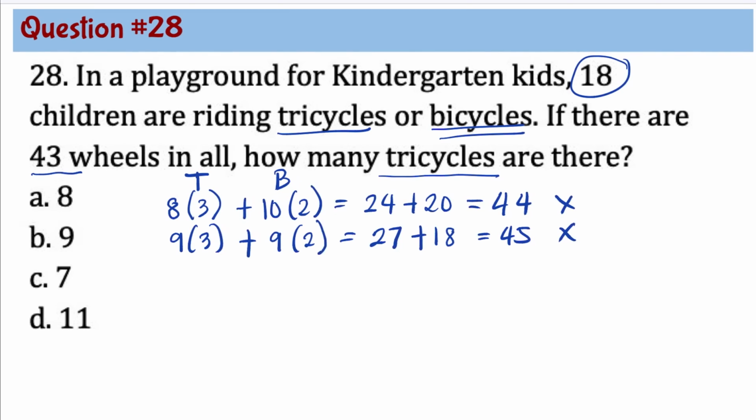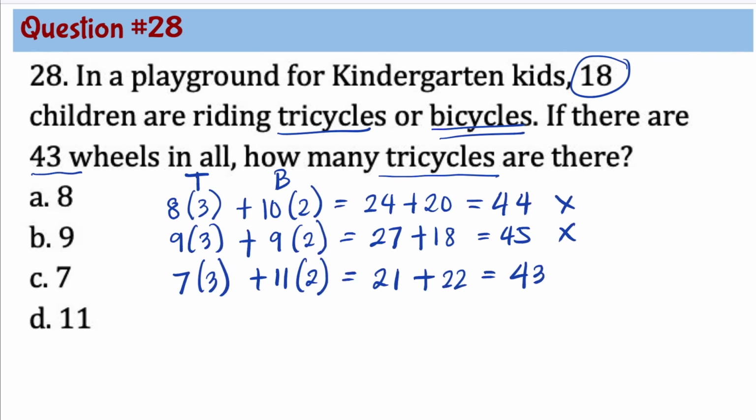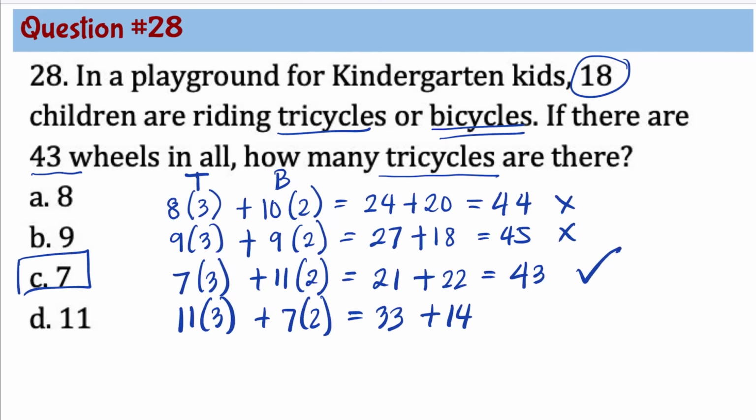Option C. If there's 7 tricycles, we need to do 7 times 3. If there's 7 tricycles, that means there's 11 bicycles, so 11 times 2. 7 times 3 is 21, 11 times 2 is 22, and this is 43 wheels total. So that means the answer is letter C. If you want to check letter D, it will not work either. Because if there's 11 tricycles times 3, that means there's only 7 bicycles, 7 times 2. 11 times 3 is 33, 7 times 2 is 14. So we have 47, and that will not work either.